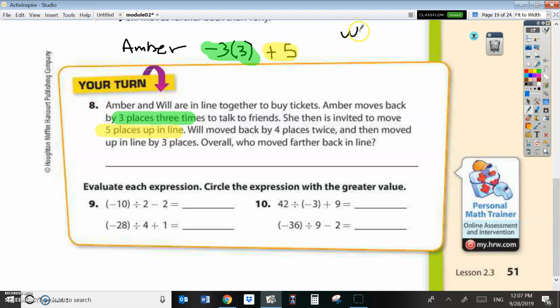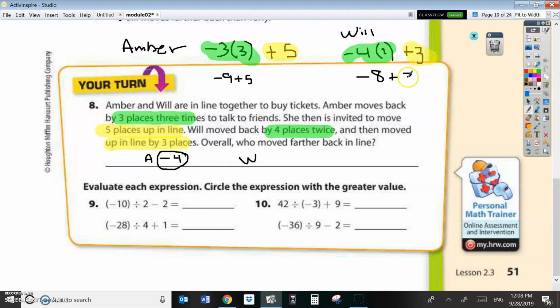And now look at Will. Will moved back 4 places twice. Then moved up 3 places, plus 3. Again, we have multiplication. Do that first, and then you have addition, subtraction right here. Overall, who moved further back in line? So let's solve. That's negative 9 plus 5. That's Amber is negative 4. And Will, negative 8 plus 3. That's negative 5. So Will moved more.